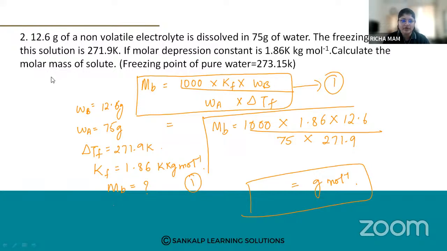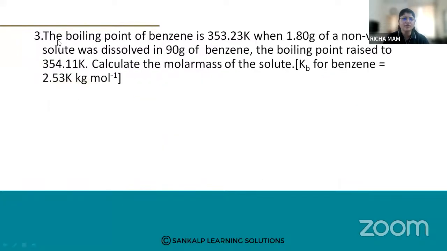I hope you have understood. We will go for the next question. The boiling point of benzene is 353.23 Kelvin. When 1.80 grams of a non-volatile solute was dissolved in 90 grams of benzene, the boiling point raised to 354.11 Kelvin. Calculate the molar mass of the solute. Kb for benzene is given as 2.53 Kelvin kg per mole.